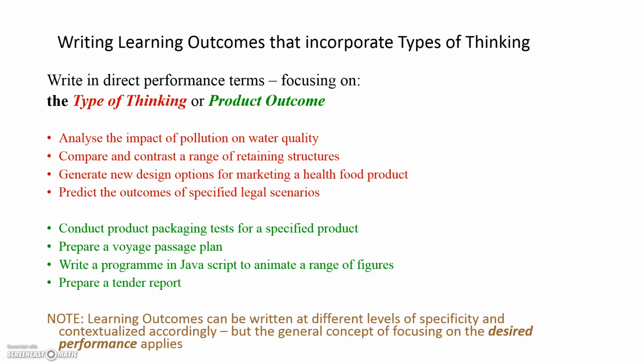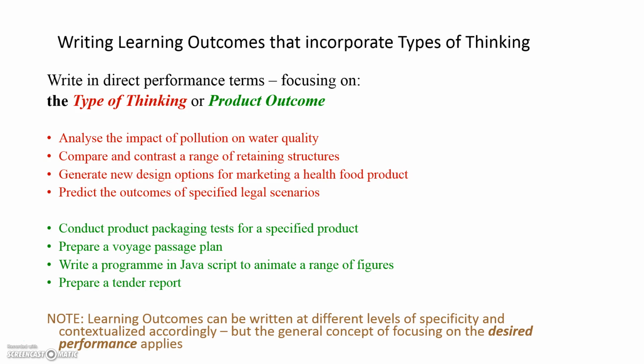Now here's one for a different type of thinking, from critical thinking: generate new design options for marketing a health food product. Creative thinking, right? Predict the outcomes of specific legal scenarios. Well, we looked at that earlier. That's very much an inference and interpretation focus. However, it's perfectly acceptable also to write learning outcomes in more performance terms. For example, if we look at the first one now, conduct product packaging tests for a specified product. That is very much a work-related competency, but underpinning that, there's got to be some critical thinking.